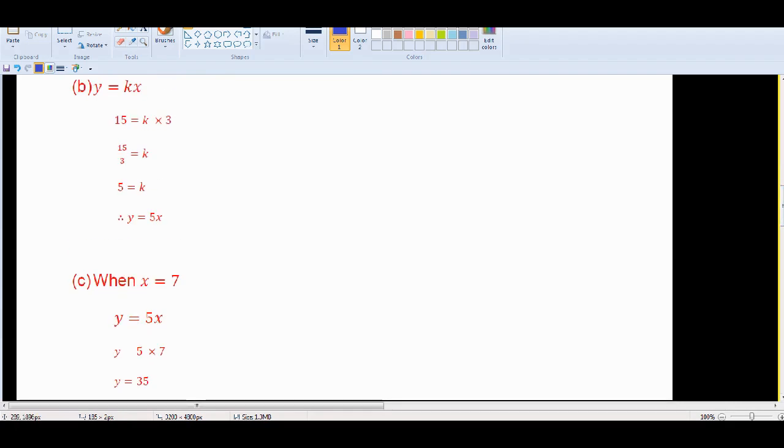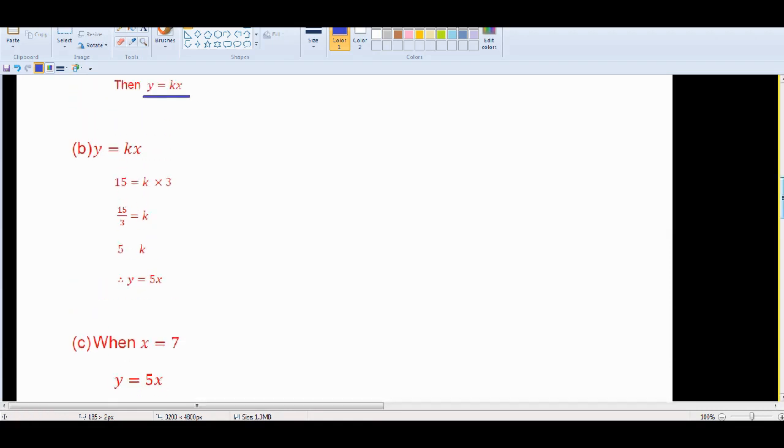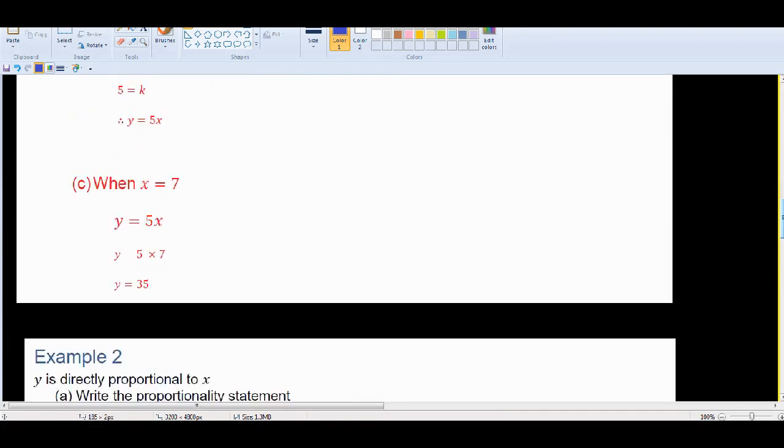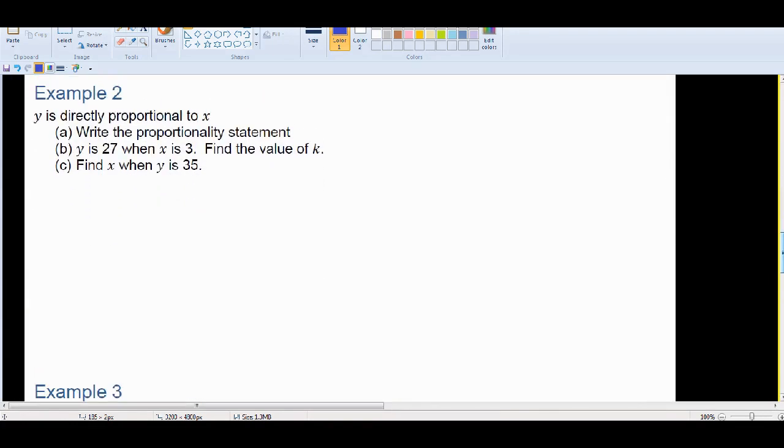Remember now, we've got k equals 5. So the rule becomes y equals 5x. And you are now going to find y given x equal to 7. So y equals 5 times 7, and y equals 37. That's it. All good? Alright, so let's move on to example 2.